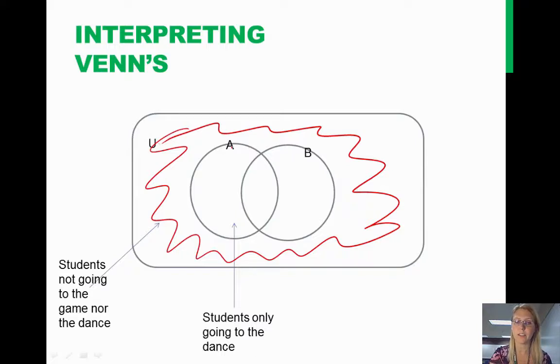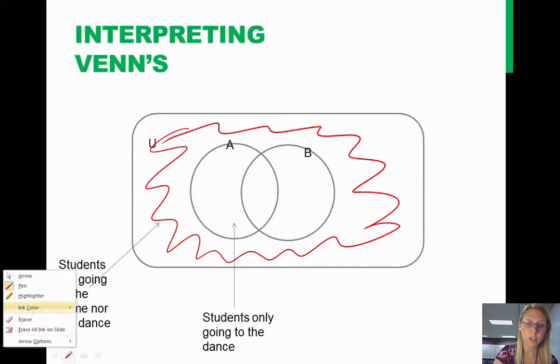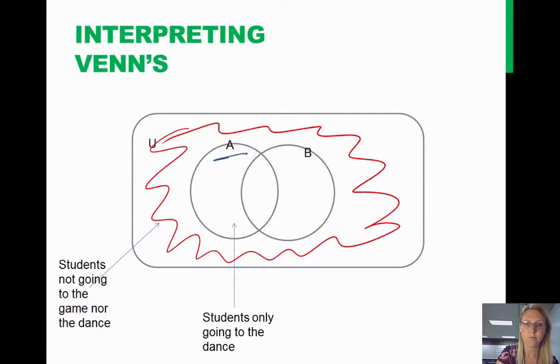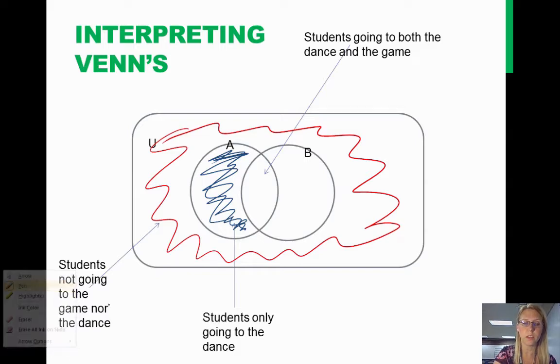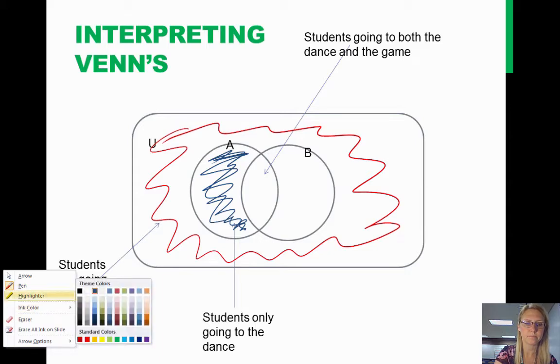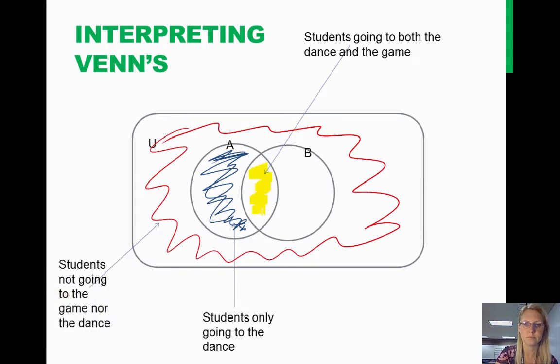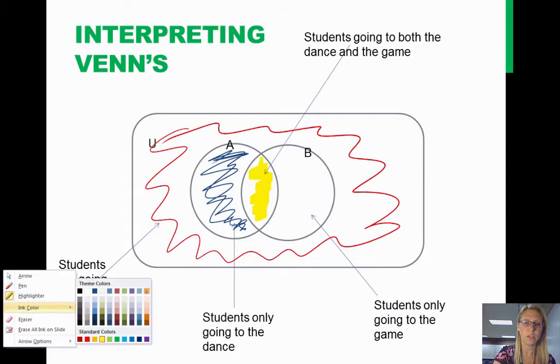The ones that are in set A, and I'm talking particularly into this set right here, looks kind of like the shape of a moon. Those students are going only to the dance. And the one that's in the middle, those are students that are going to both the dance and the homecoming game. And then the last one, the ones that are in this section, are the students that are only going to the homecoming game.